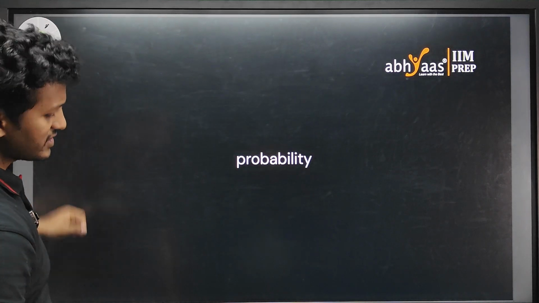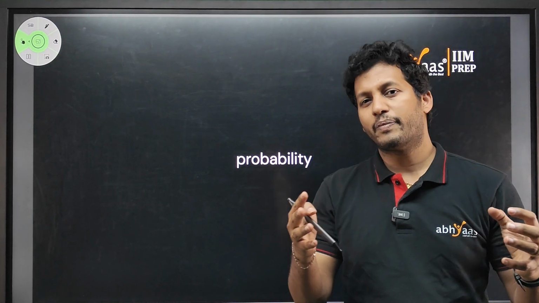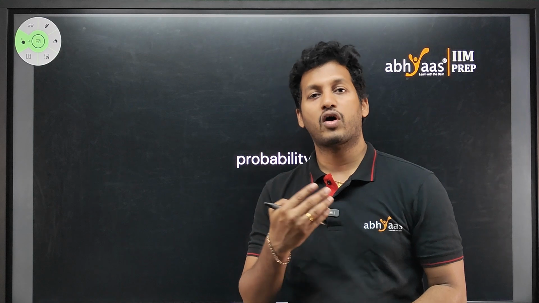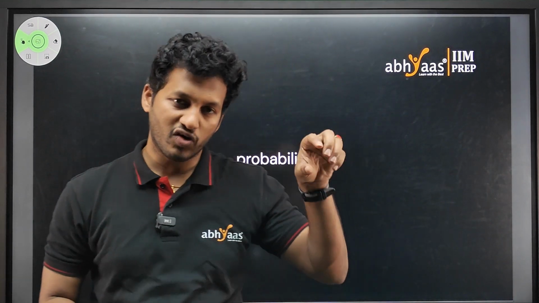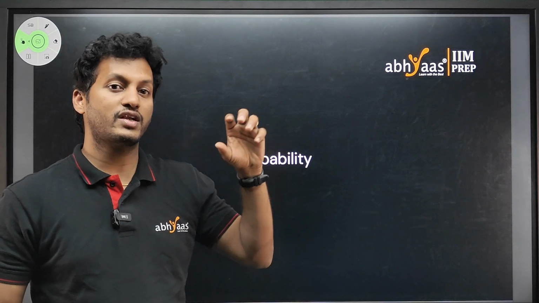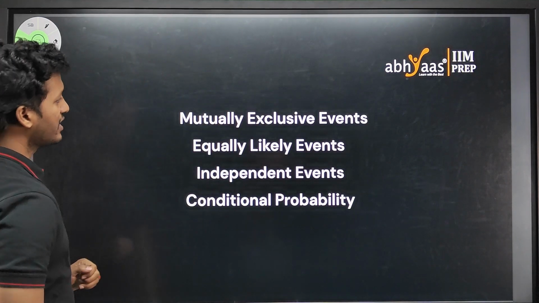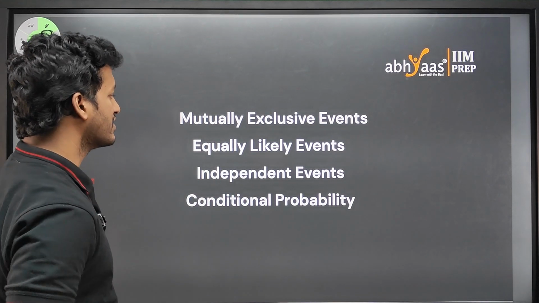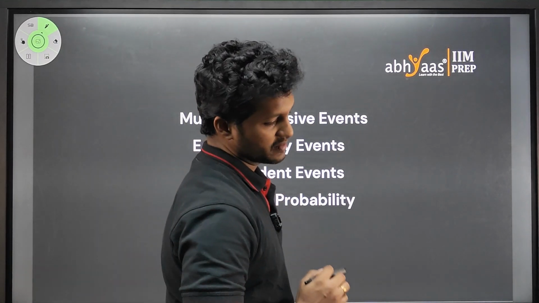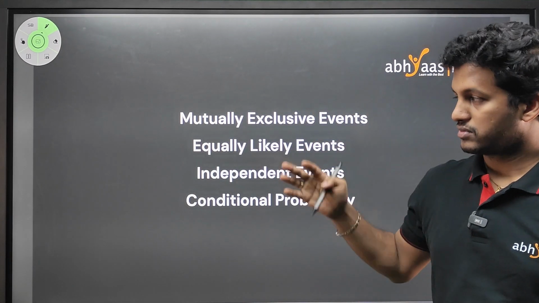Okay, next let's go to probability. Probability is nothing but an extension of permutations and combinations. Wherever you find a number of ways, if I ask about one particular way of arranging or selecting, the probability of that particular way among these number of ways is nothing but probability. Here you have to know these concepts: mutually exclusive events, equally likely events, independent events, and conditional probability, because students are more likely to get confused with these concepts.